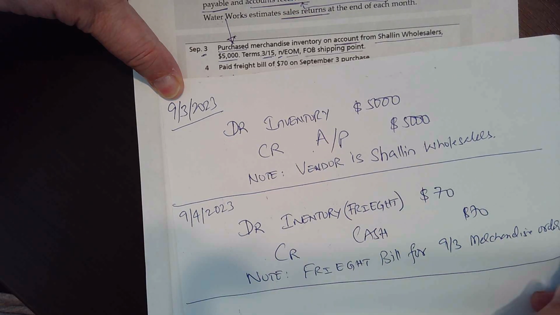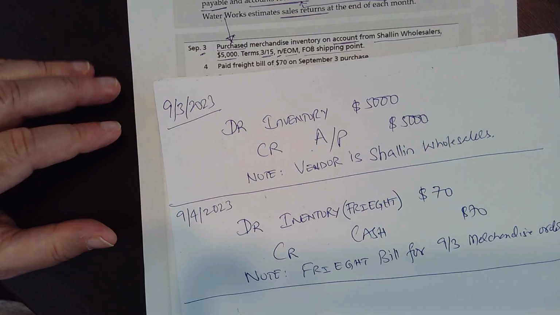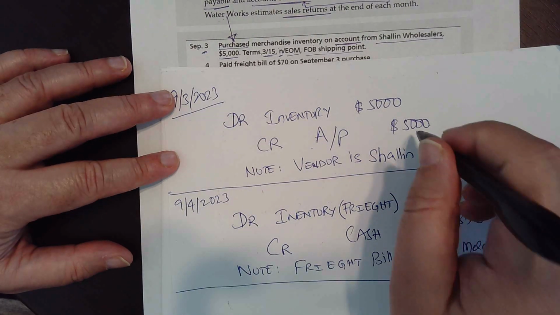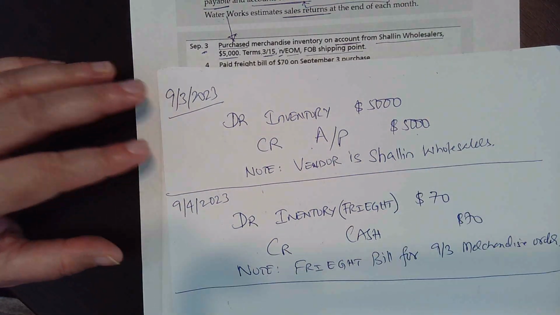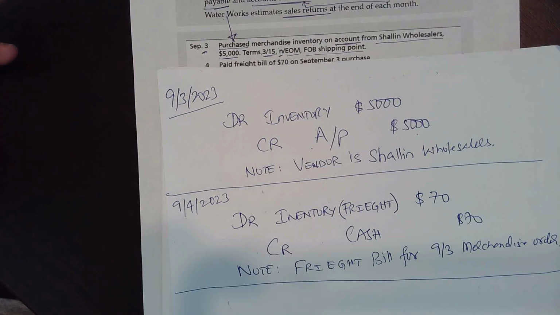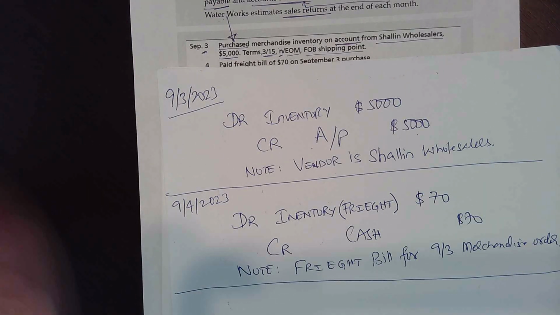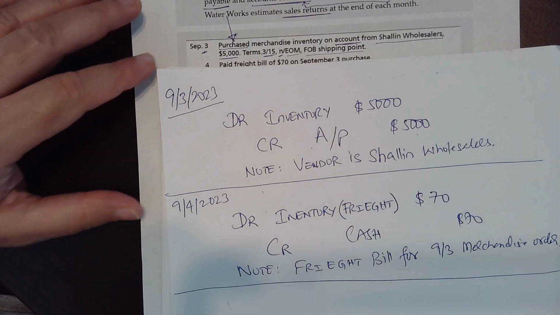Okay. So the readers know that this $70 belongs to this inventory, because when you calculate the total cost of the inventory, you have to include it. But we will talk about this in the next chapter.